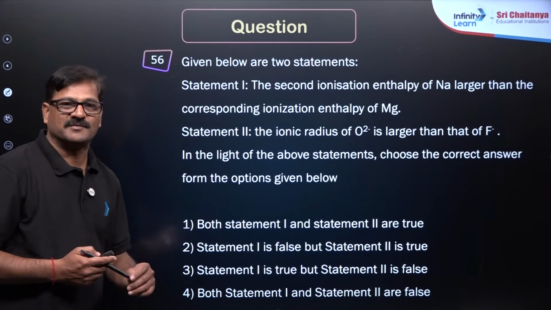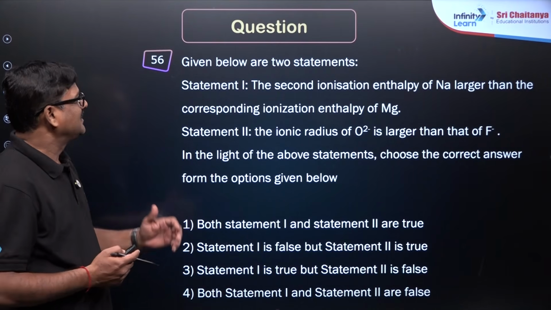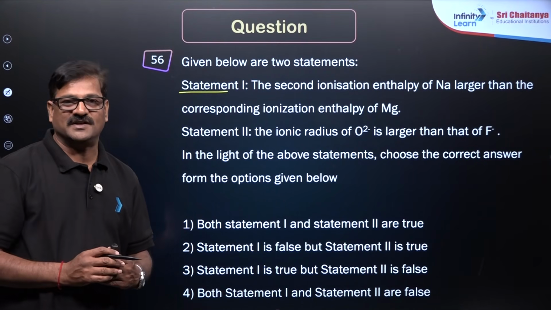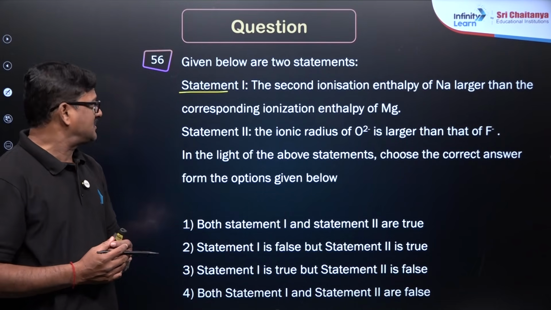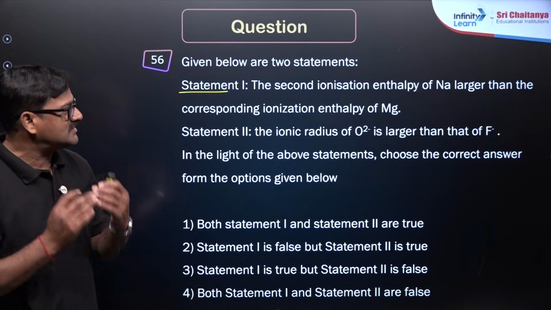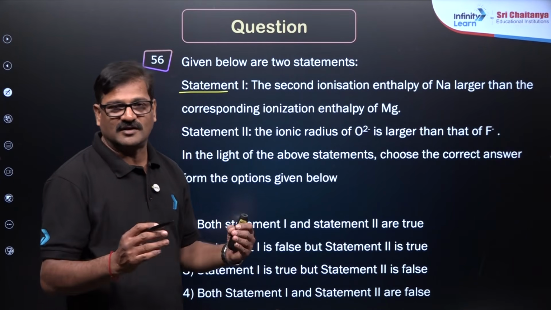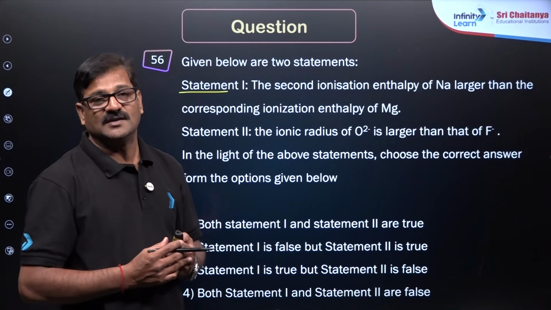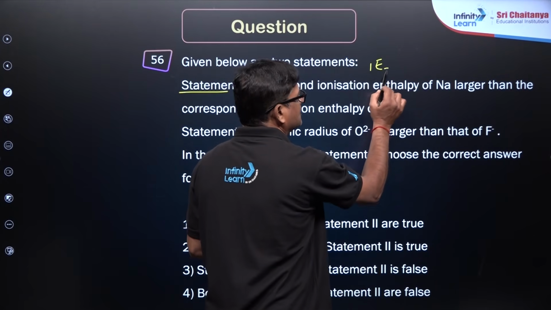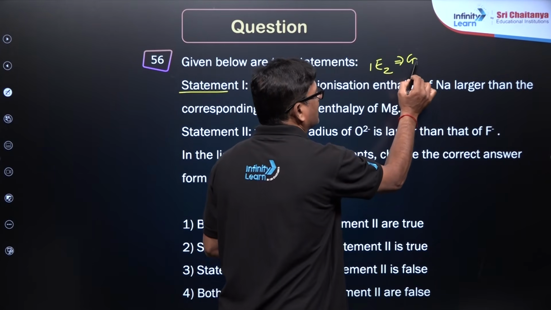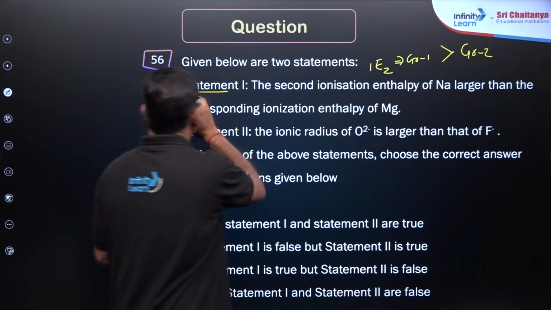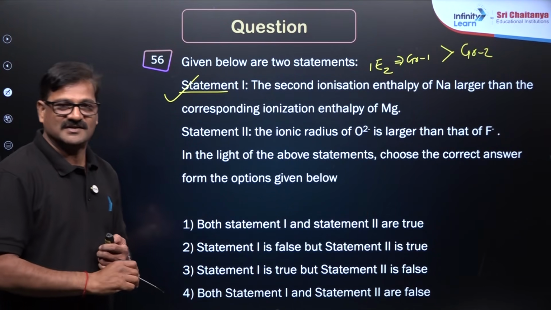Children, here is a question from the periodic classification of elements. Two statements are given. The second ionization energy of sodium is larger than the corresponding ionization energy of magnesium. Yes, once sodium has lost one electron, it gets the stable nearest noble gas configuration, neon. So always remember, the second ionization energy of group 1 elements is greater than that of group 2 elements. So statement 1 is correct.